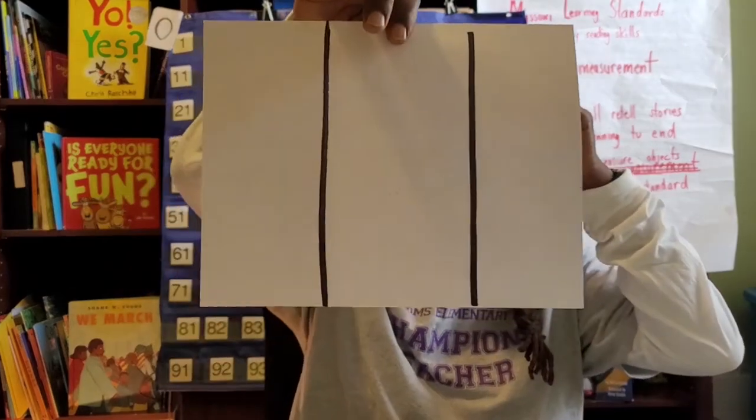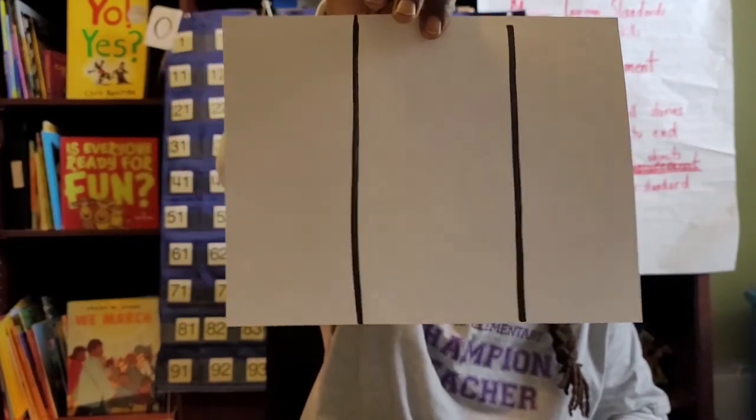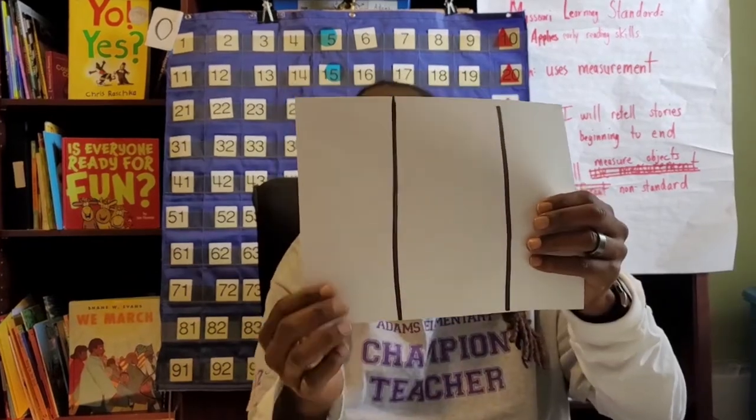You ready? Y'all ready? Okay, what I would love for you to do is get a sheet of paper and make three different columns. These columns are going to be beginning, middle, and end. You don't have to write that. But as we talk about the sequence of stories, that's how things work, right? How they go in order.